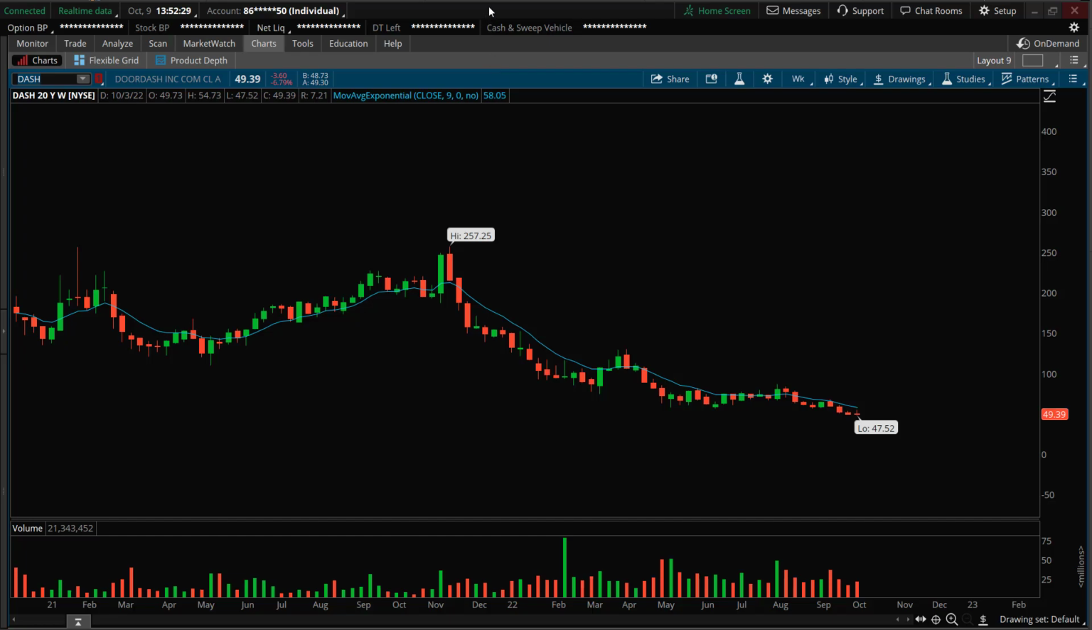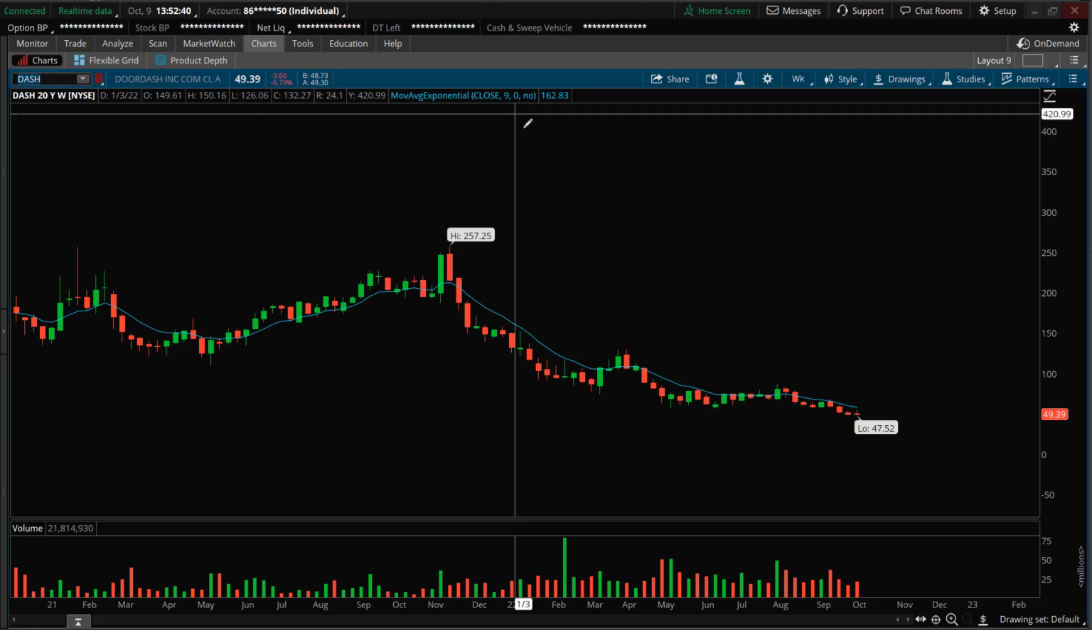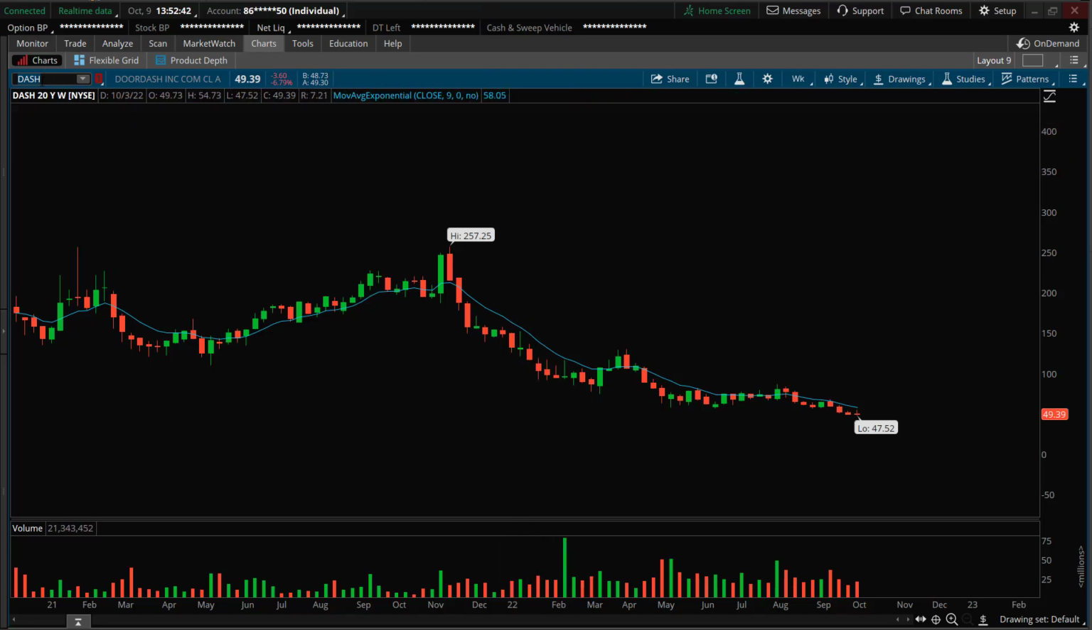But once you know those support and resistance levels, they give you the best gauge, which is price action, right? Price action formed by candlesticks forms patterns, and that gives you the clues on the areas of where to buy and sell. So you can see here, DASH, here's a weekly chart of DoorDash.